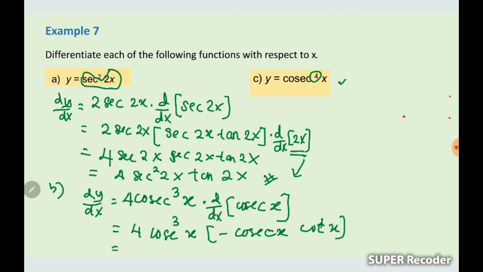So lastly, the answer is, I will bring the negative in front, so negative 4. We have cosecant x here twice, so we combine. So we have negative 4 cosecant to the power of 4 x cotangent x. This is the last one. Now the final answer. Okay.